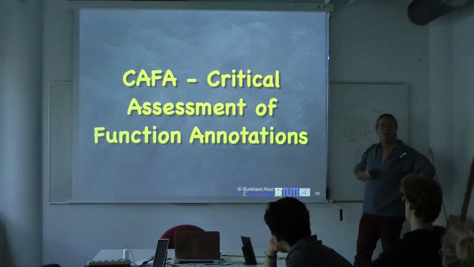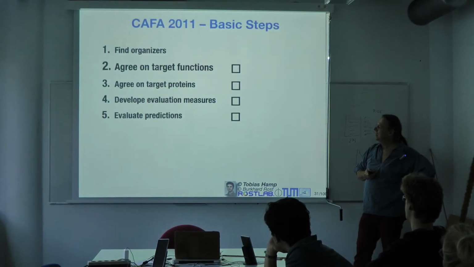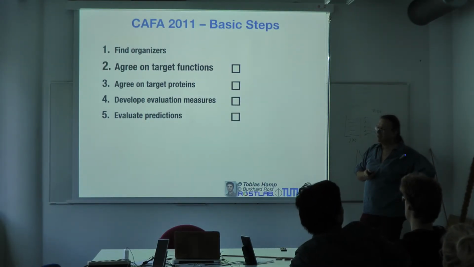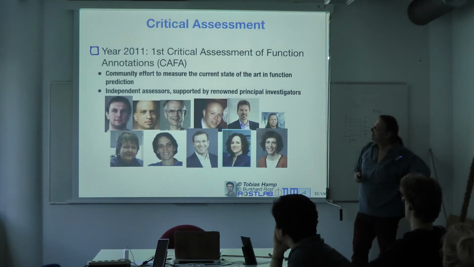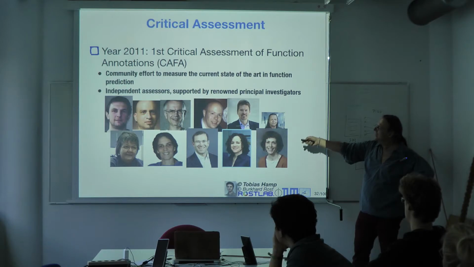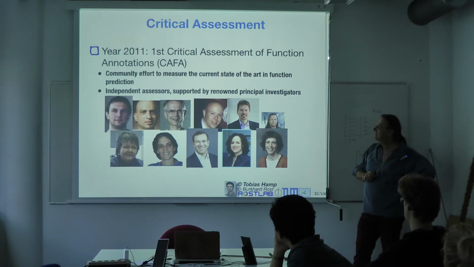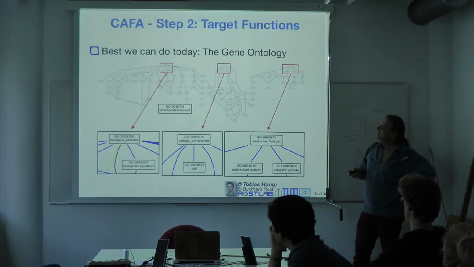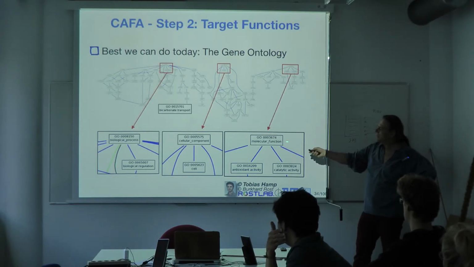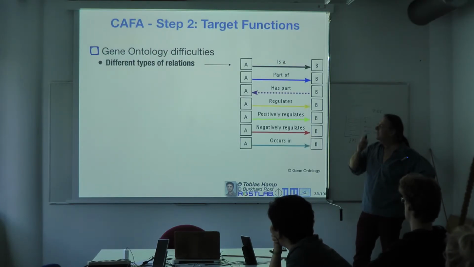And then we got to the CAFA background. So the issue of CAFA, simply the question was how well this function is predicted. And it started with Predrag Radivojac, Iddo Friedberg, and Sean Mooney. Those three started this entire CAFA activity. They found a bunch of organizers, agreed on target functions, agreed on using GO. In the first CAFA, they used biological process and molecular function, not compartment.